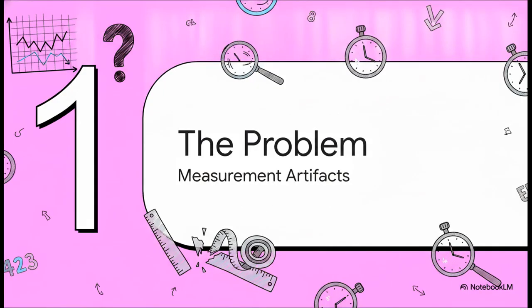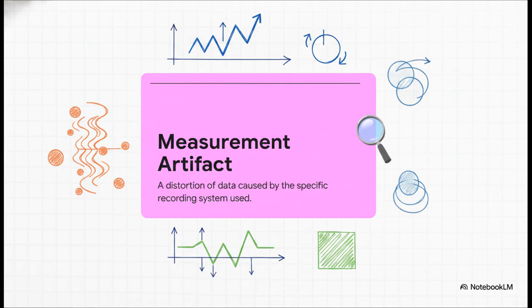Section 1. The problem. Let's look at measurement artifacts. So, what exactly is a measurement artifact? Well, it's a distortion of data caused by the specific recording system you used, making the recorded behavior appear totally different from reality. It's almost like a funhouse mirror for your data.